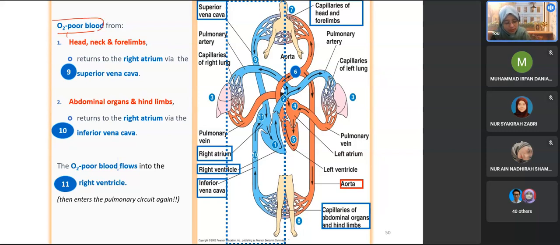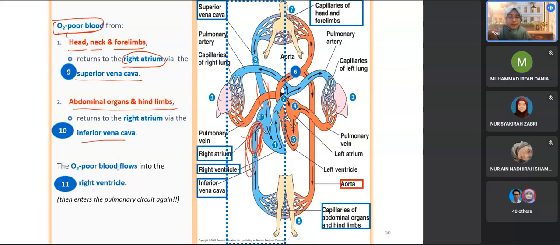Okay, so oxygen poor blood from the head, neck and also the forelimb returns to the right atrium via the superior vena cava. Okay, so yang kat sini adalah superior vena cava from the upper part of the body. Okay, so the oxygen poor blood returning from the head, neck and also forelimb will enter into the right atrium through the superior vena cava. The lower part of the body, the abdominal organs and also hind limb, will return back into the right atrium through the inferior vena cava. Ini adalah inferior vena cava.